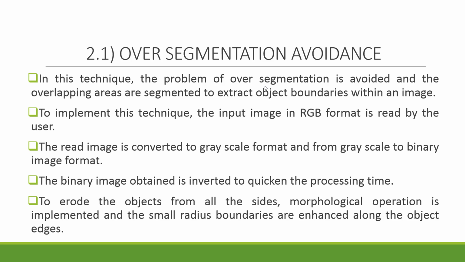To give further explanation of the first point, that is the oversegmentation avoidance, in this technique, the problem of oversegmentation is avoided and the overlapping areas are segmented to extract object boundaries within an image. To implement this technique, the input image in RGB format is read by the user. The read image is converted to grayscale format, and from grayscale it is converted to binary image format. The binary image obtained is inverted to quicken the processing time. To erode the objects from all the sides, morphological operation is implemented and the small radius boundaries are enhanced along the object edges.